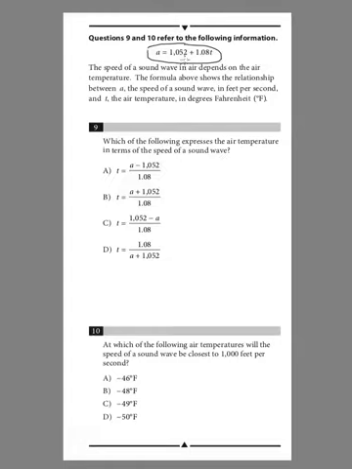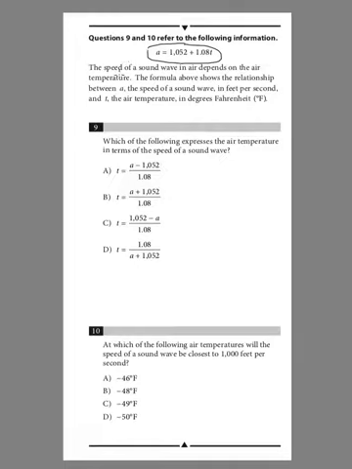It says A is equal to 1052 plus 1.08t. So A looks like our output, our dependent variable. This 1052 looks like some sort of initial value, and the 1.08 looks like some sort of constant rate of change. T is going to be our independent variable, the thing that changes. Once we figure that out, we can read this information set.